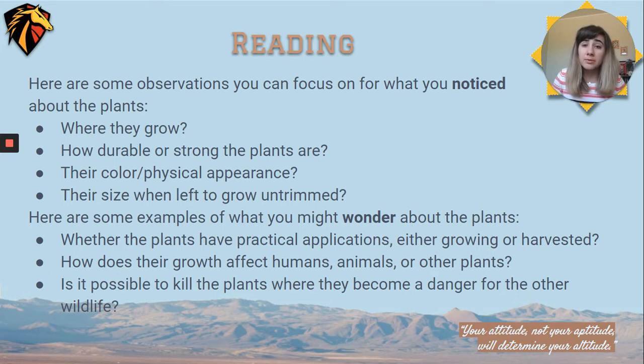I have some examples of questions that you might want to use as things to focus on about the plants. What did you notice about where they grow? What have you noticed about how durable or strong the plants are? And you should make sure you say the difference between the Japanese knotweed and the kudzu. What did you notice about their color, their physical appearance, their size, their shape, their leaf shapes, their stem shapes, all of those things? What have you noticed?